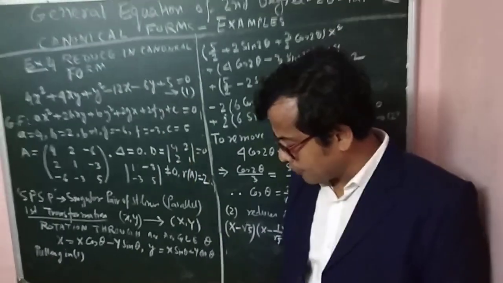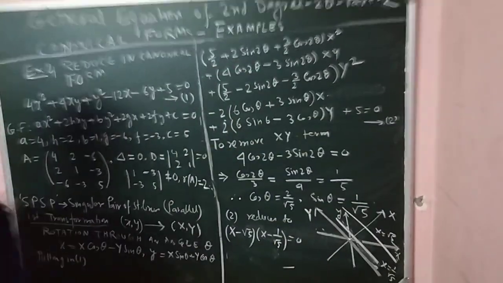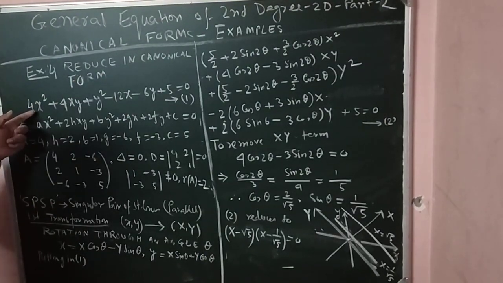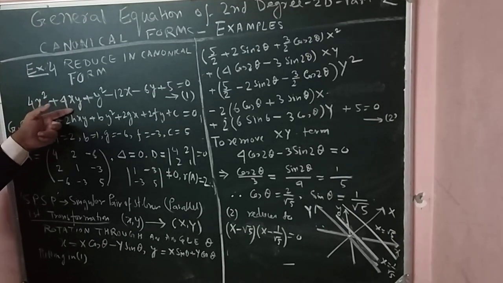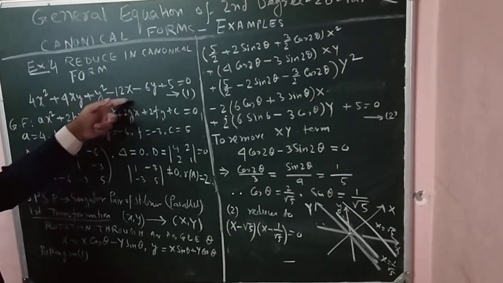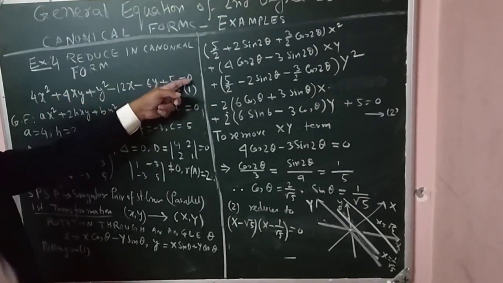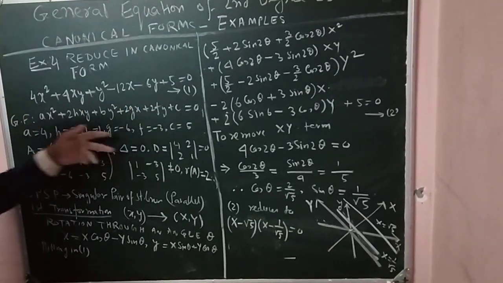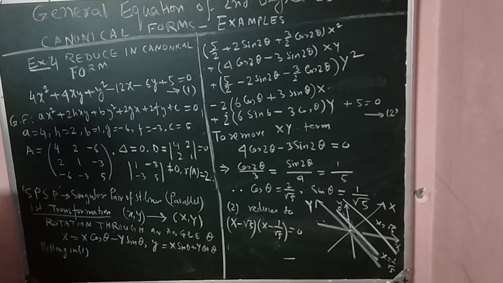Now consider another example. Example number 4: reduce to canonical form. This is the equation 4x square plus 4xy plus y square minus 12x minus 6y plus 5 equal to 0. As usual, we find the general form and obtain the constant coefficients.